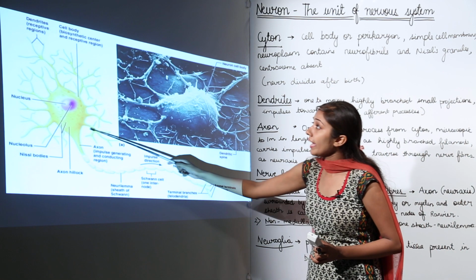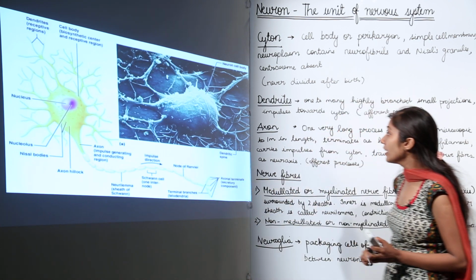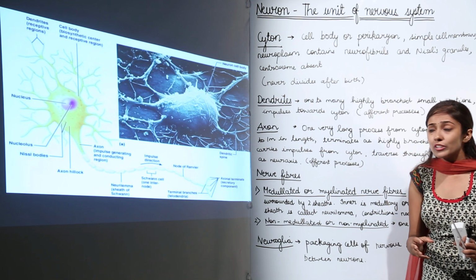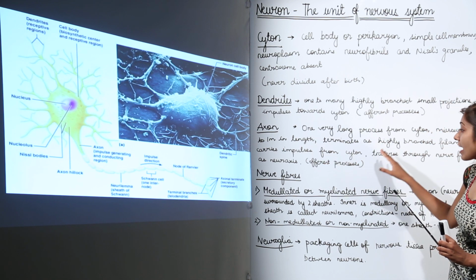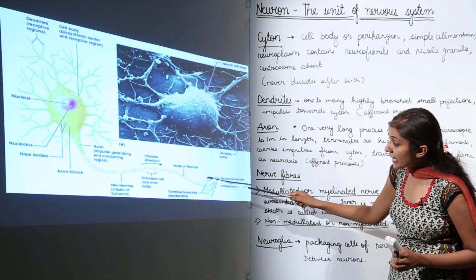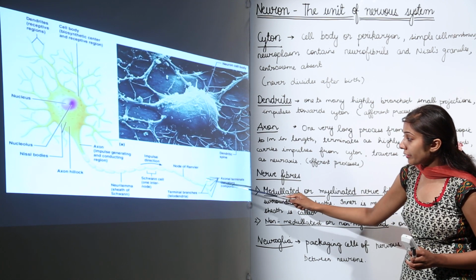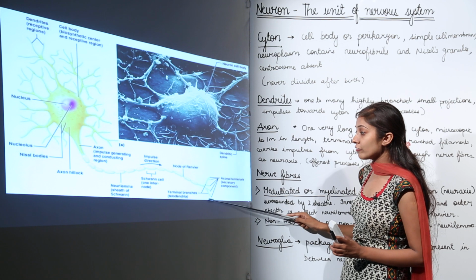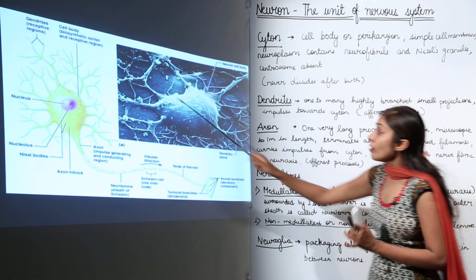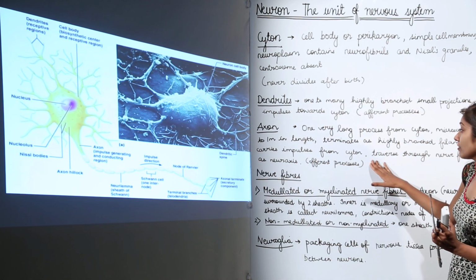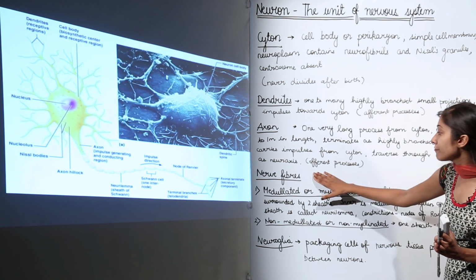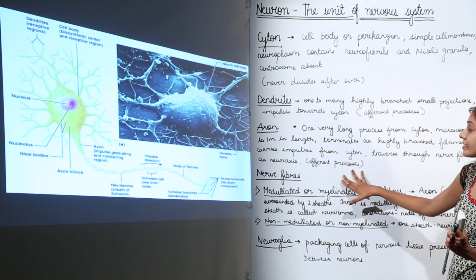Then we have the axon, right. This axon is one very long process from cyton. It can be microscopic to 1 meter in length, and it terminates as highly branched filaments. Now it is going to terminate here, and here branching occurs. There are terminal branches over here, right. So axon ends up in the form of terminal branches, and it carries impulses from the cyton to the next neuron, right. So this is known as efferent processes.